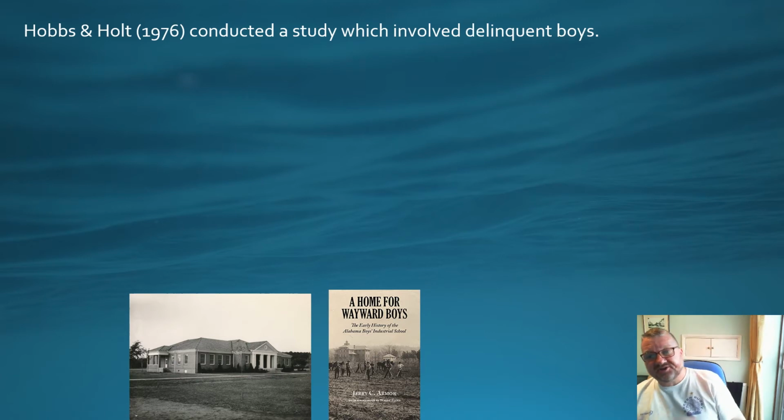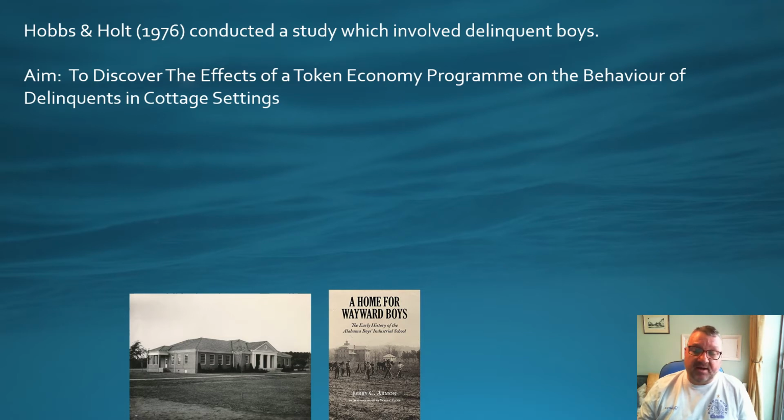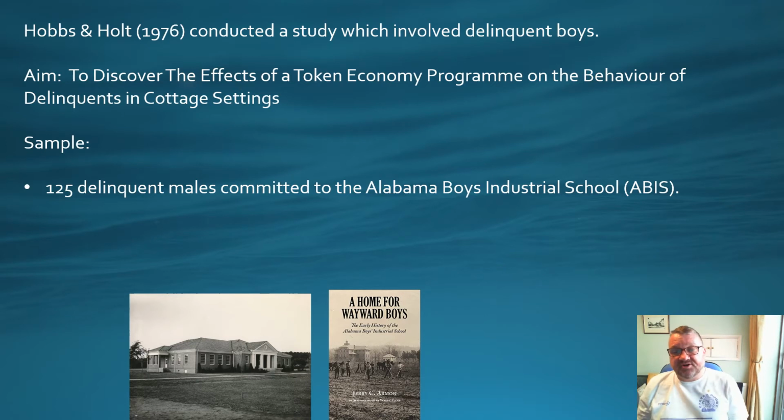So it's important to understand the science or the study behind that. The key study was conducted by Hobson and Holt in 1976, and it involved a study of token economies with delinquent boys. The aim of the study was to discover the effects of a token economy program on the behaviour of delinquents in cottage settings. This was conducted on 125 delinquent males in an Alabama boys' industrial school, which was a prison, and the boys were kept in various houses called cottages. So within the actual Alabama industrial school, you had different, for want of a better word, wings or cottages, which housed a different group of boys that all worked together individually within their cottages.